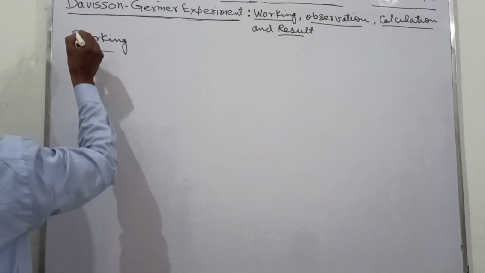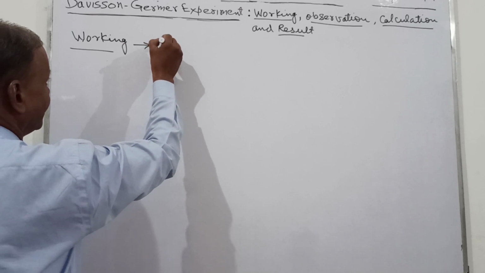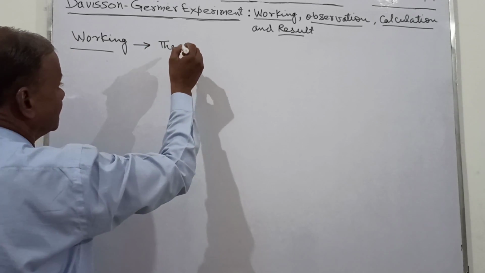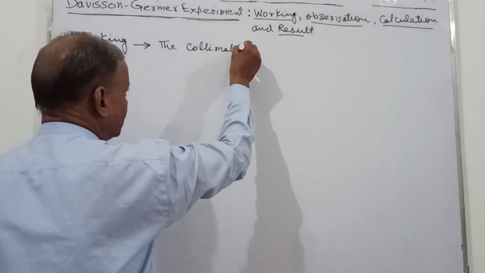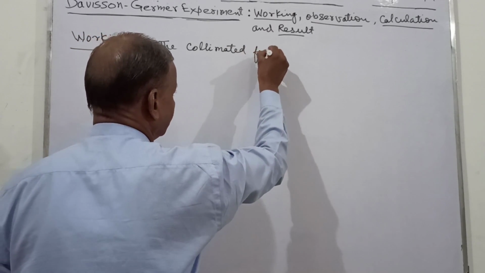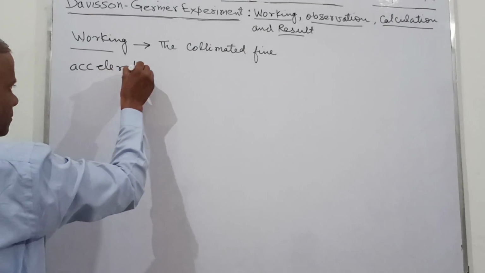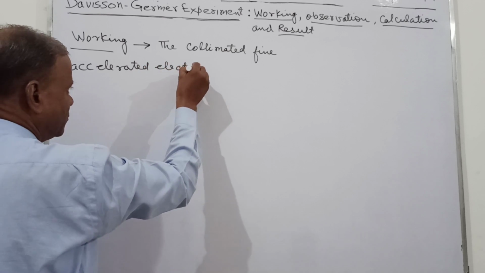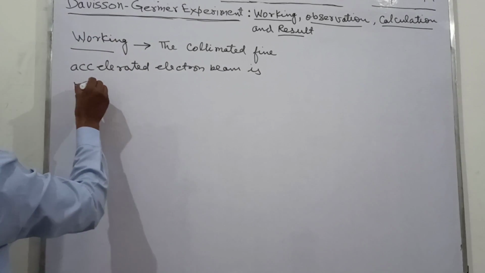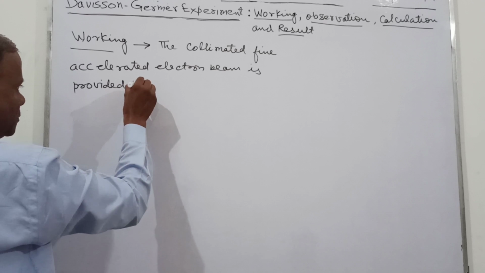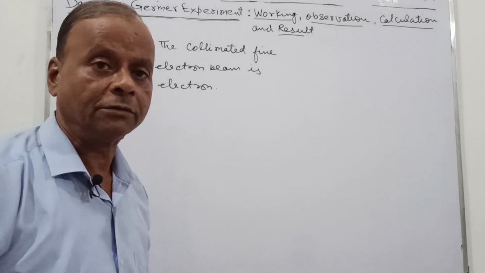Working. The collimated, fine, accelerated electron beam is provided by the electron gun. This is the action of the electron gun.